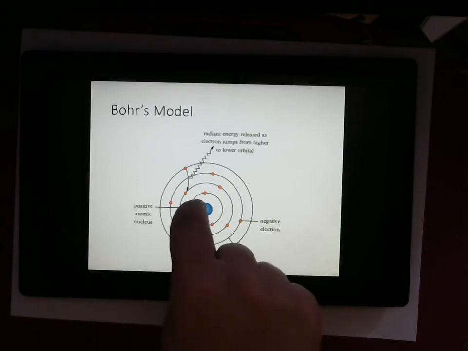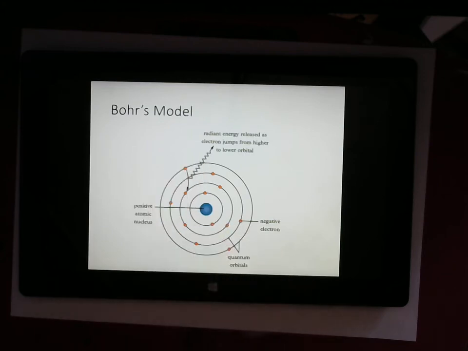But that's the whole model. You should be able to draw it. I have seen a question like that on QCAA's mock, and you should be able to describe that. As an electron falls down, energy comes off. If an electron goes back up, energy must be coming in.